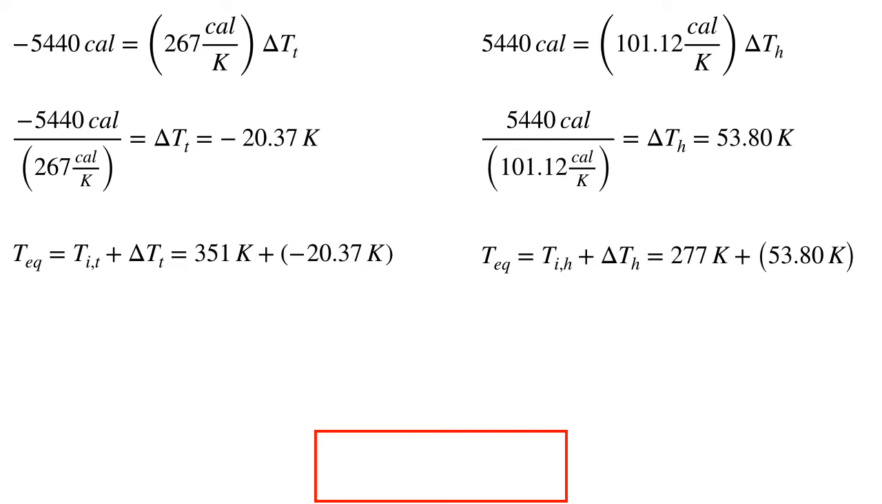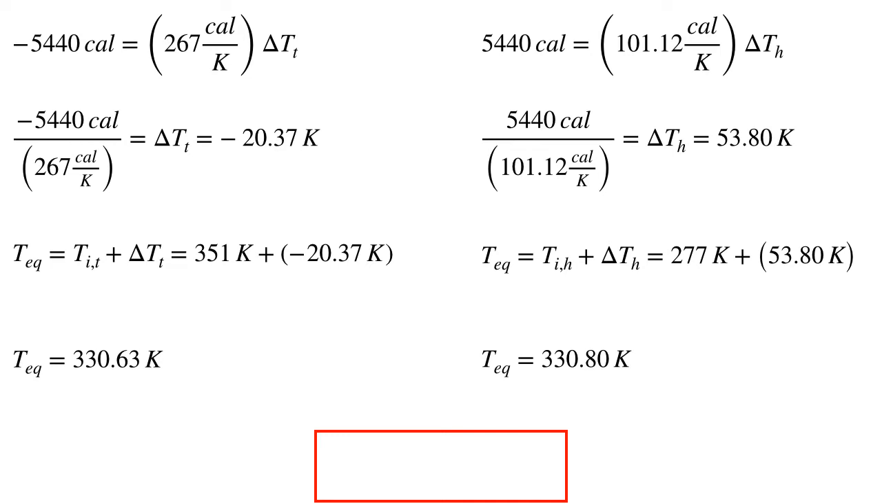So 351 minus 20.37 is 330.63. Okay, so that's about right. It's about 20 point something below the initial, and this one's going to be almost 54 above the initial. So if you do the thermal equilibrium temperature from this side, you get 330.8. And you can see here, Kelsey, that these two are separated by less than 0.2.